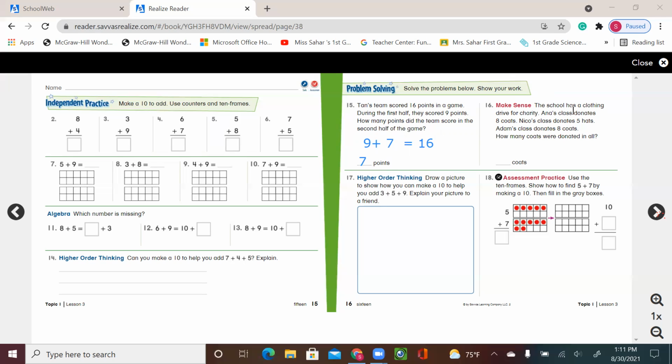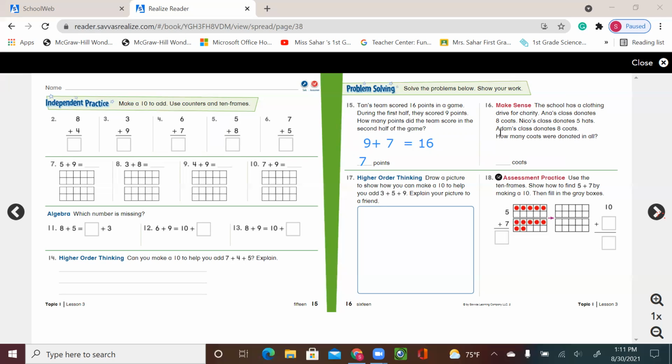Number 16. The school has a clothing drive for charity. Anna's class donates 8 coats. Nico's class donates 5 hats. Adam's class donates 8 coats. How many coats were donated in all?